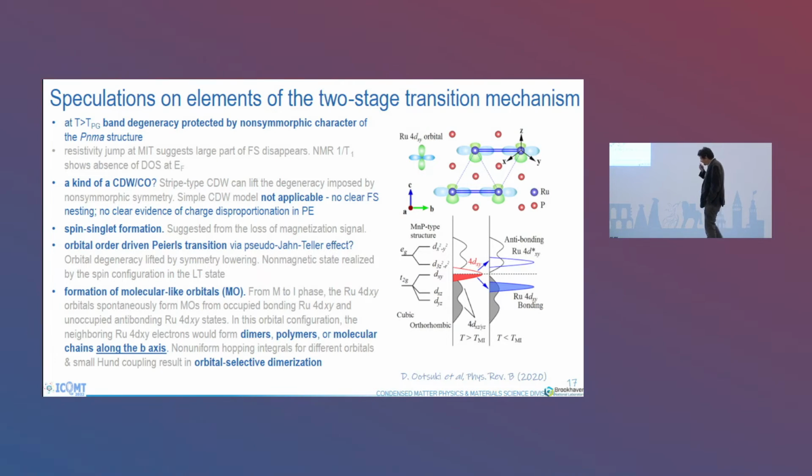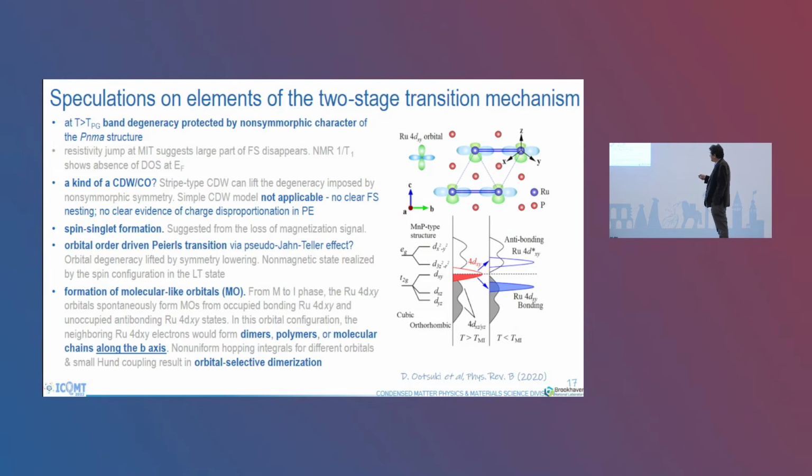Since this material is relatively new, it has been speculated for 10 years what is the origin of the electronic transition. Whether it's a charge density wave or some kind of charge ordering, which turns out not to be applicable, at least not in a simple form, spin singlet formation, orbitally driven Peierls transition via pseudo-Jahn-Teller effect, or formation of molecular-like orbitals that involve dimers, polymers, or molecular chains along the b-axis.